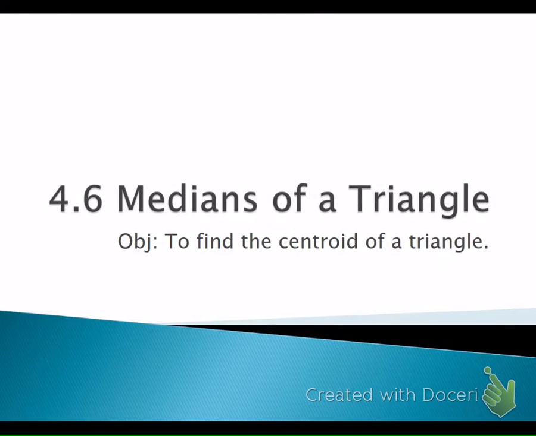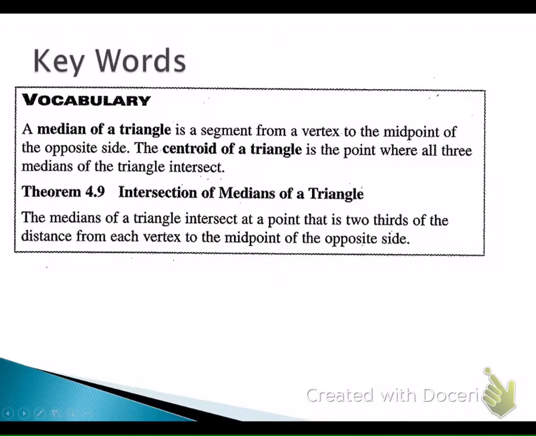All right, section 4.6 is all about medians of a triangle. So first we'll have to talk about what it means to be a median of a triangle. That is the first one right here. So write this first sentence. A median of a triangle is a segment from a vertex to the midpoint of the opposite side.